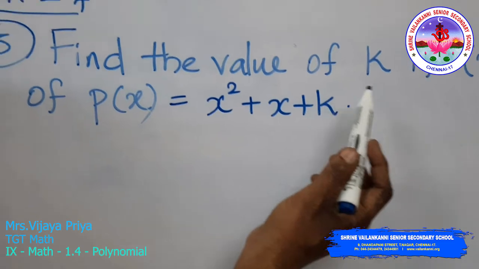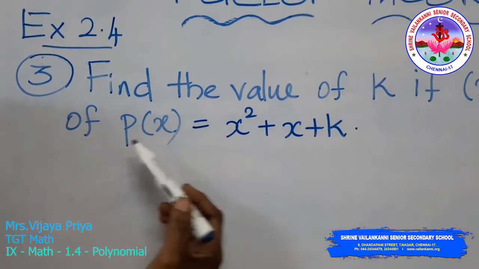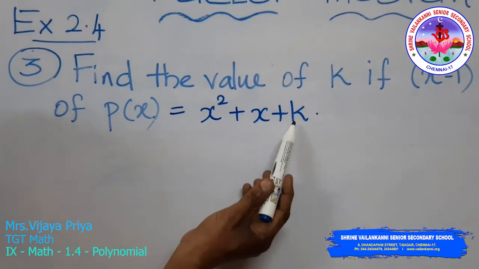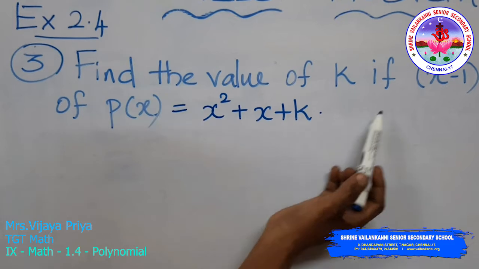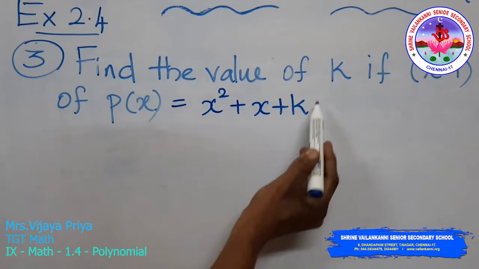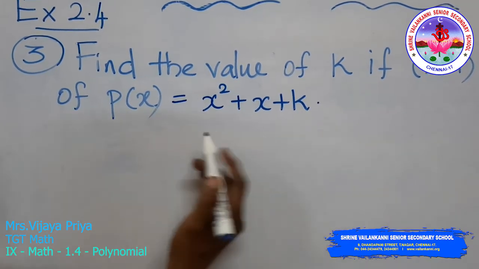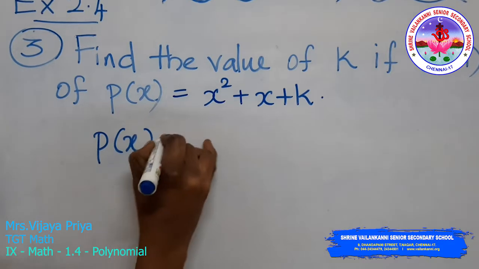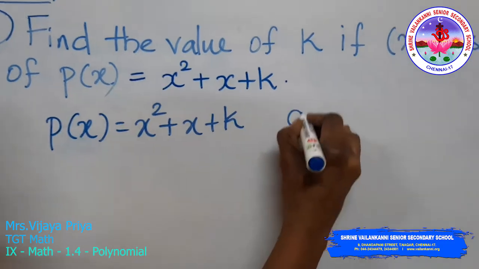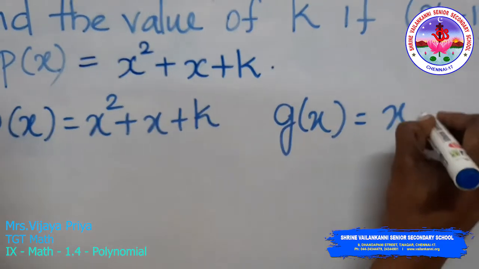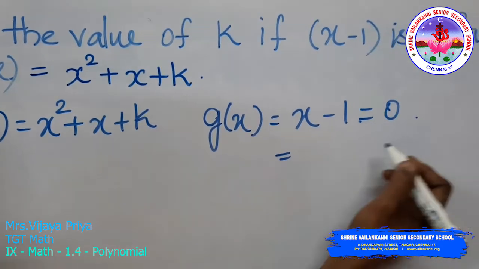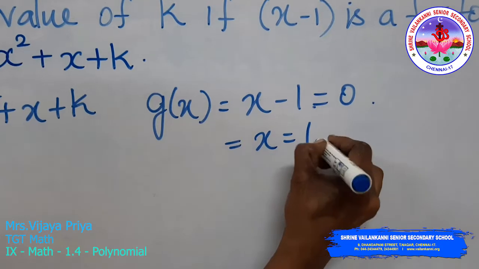Find the value of k if x minus 1 is a factor of p of x, where p of x is given as x squared plus x plus k. So it is telling you that x minus 1 is a factor of p of x. You need to find the value of k. So let us take the polynomial p of x as x squared plus x plus k, and g of x equal to x minus 1. To find the value of x, I am equating it to 0. We will get x equal to plus 1.